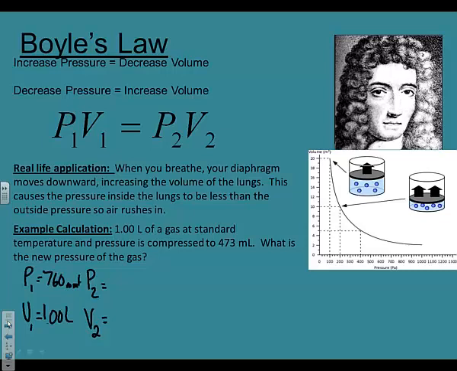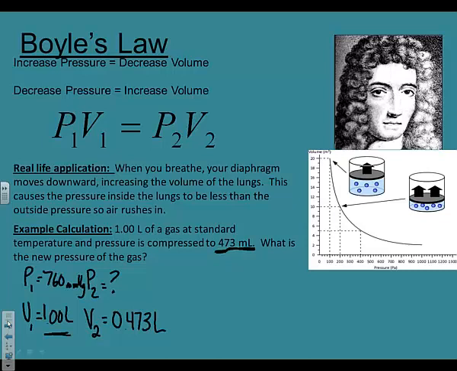So we're going to use millimeters of mercury here, just because I think it'll be an easier value to deal with. And my final volume, you're told it's compressed to 473 milliliters. Now, my first volume is in liters, so I've got to convert that second volume to liters as well. Remember, there's 1,000 milliliters in 1 liter, so we're going to make that 0.473 liters, and we're looking for the final pressure.